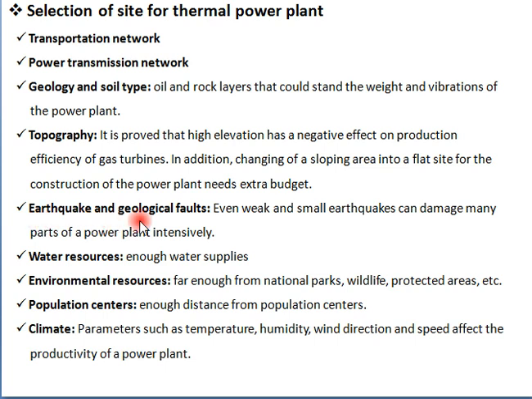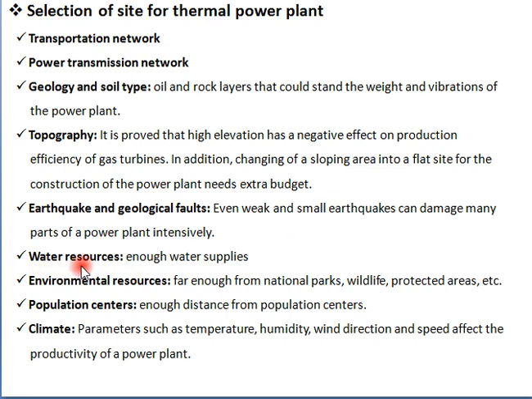Then we can say earthquakes and geological faults. Even weak and small earthquakes can damage many parts of the power plant intensively. So your plant should not be near an area where earthquakes or shocks frequently occur, because it may damage different components of the plant intensively, and you must stop the plant and maintain it, which is not easy to do continuously. So your plant should be located in such a way that there are no effects of earthquakes and other geological faults.